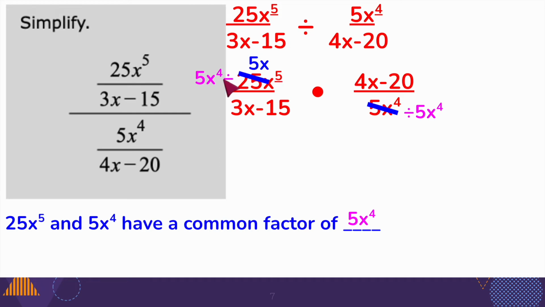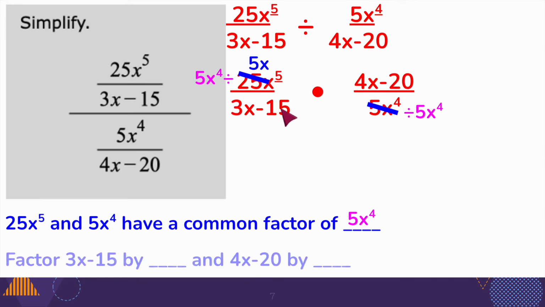Remember exponent rules when I'm dividing: I'm going to subtract the exponents, so 5 minus 4 leaves me with 1. So I'm just left with 5x. Now I have 4x minus 20 and 3x minus 15. We are going to factor both of those. I'm going to factor 3x minus 15 by 3, meaning I'm going to take 3 out of both pieces here, and then I'm going to factor 4 out of 4x minus 20. So I'm going to factor both.